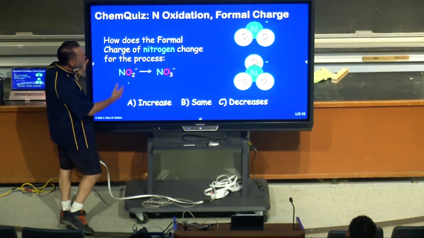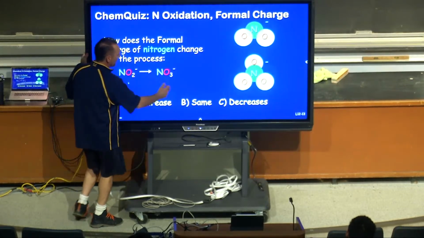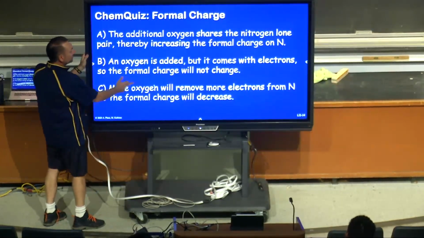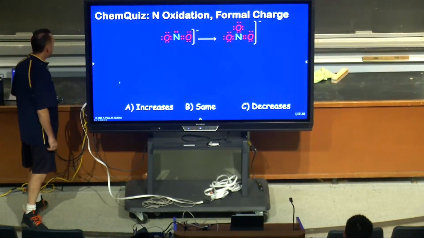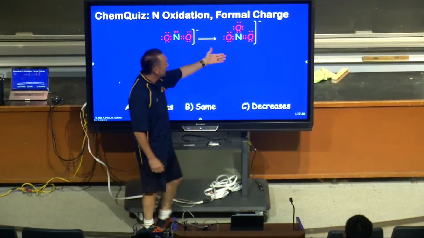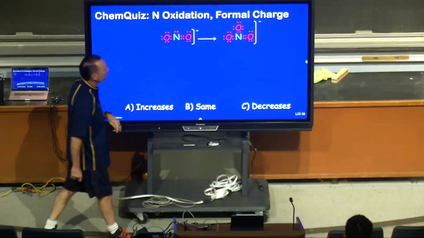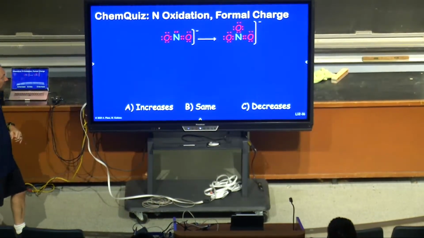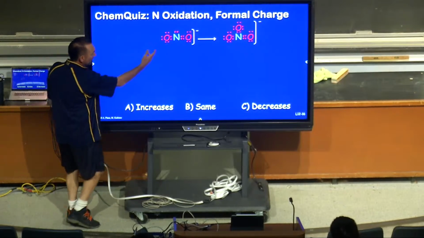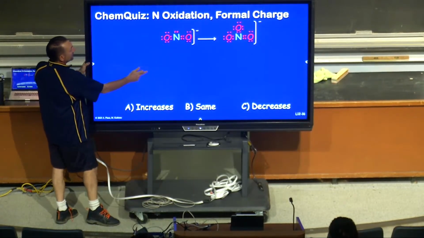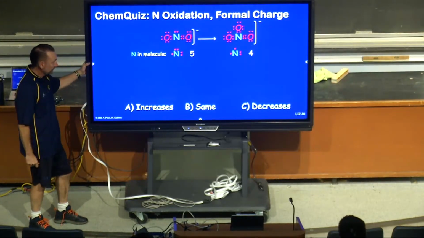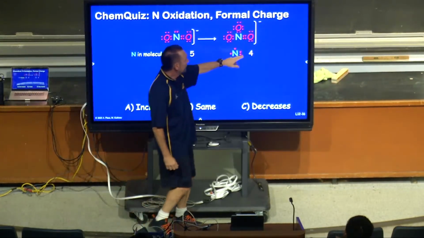So in this oxidation reaction, how does the formal charge change on nitrogen? Well, let's go through the procedure. You don't have to vote on it because we're just going to go through it together. So here I've drawn the two Lewis dot structures for the two molecules. We already know the formal charge on nitrogen here. We calculated it was 0. Can we do it for this one?